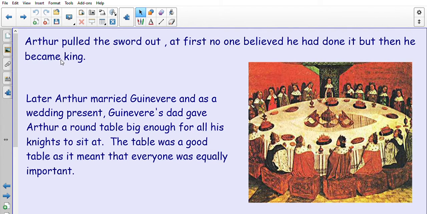Later, Arthur married Guinevere, and as a wedding present, Guinevere's dad gave Arthur a large round table, big enough for all of his knights to sit at. The table was a good table, as it meant that everyone was equally important. So in some tables, the most important people sit at the end of the table. Because it was round, everybody was equal. Nobody was in charge. They were all important.